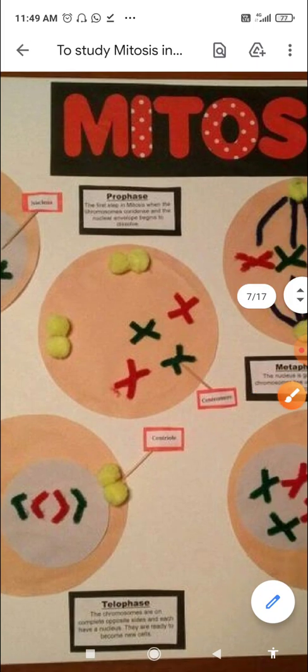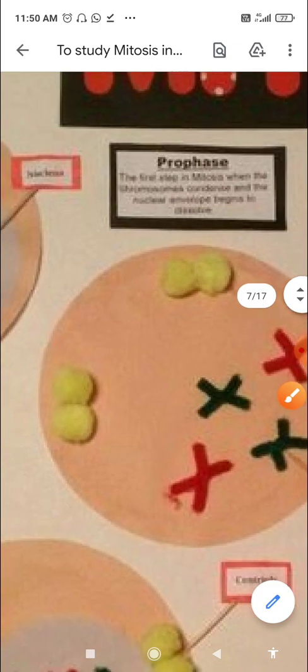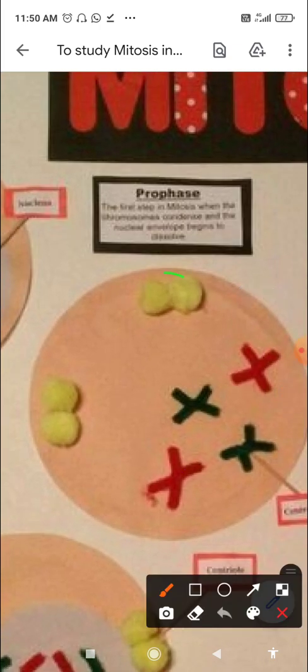Next stage is the prophase stage, and the chromatin material shortens and condenses into thread-like structures called chromosomes. The chromosomes consist of two chromatids. They are joined by centromeres, right? Here this region is the centromere that has been labeled. The centriole pair replicates to form two pairs of centrioles. You can see here these are the centriole pairs that we are talking about.